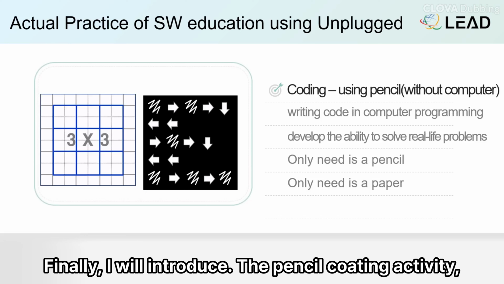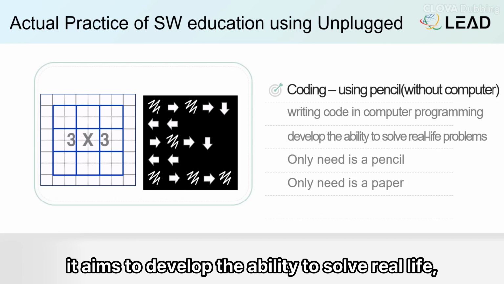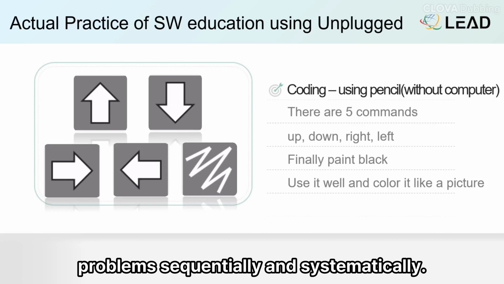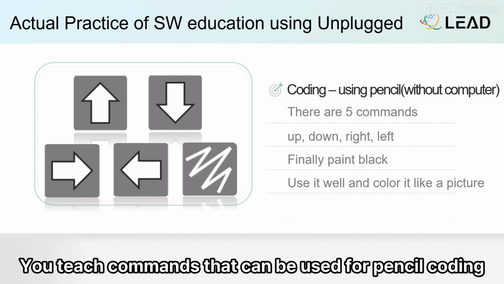Finally, I will introduce the pencil coding activity. Coding means writing code in computer programming. It aims to develop the ability to solve real-life problems sequentially and systematically. All you need is a pencil and a sheet of paper for this activity. You teach commands that can be used for pencil coding.